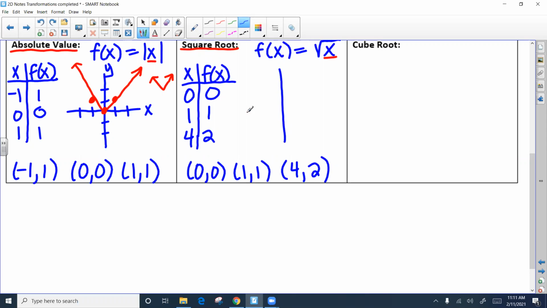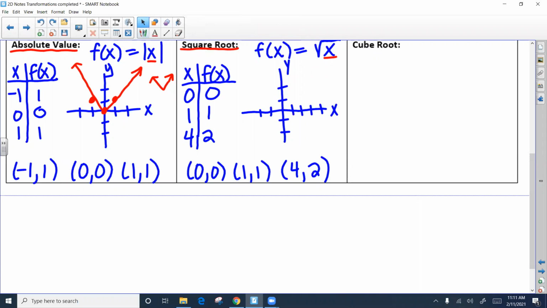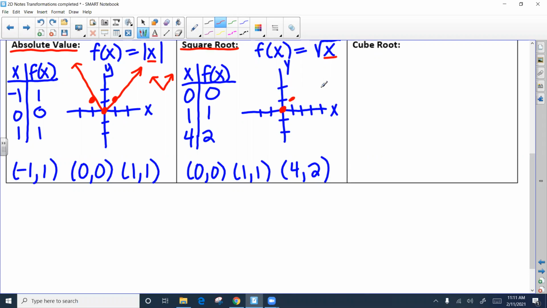So draw your coordinate plane. Draw your X and Y axis. This one, I am going to have to go a little bit farther on my X axis. All right. So drawing your coordinate plane, and then let's plot our points. So I have the coordinate points 0, 0, 1, 1, and then 4, 2.